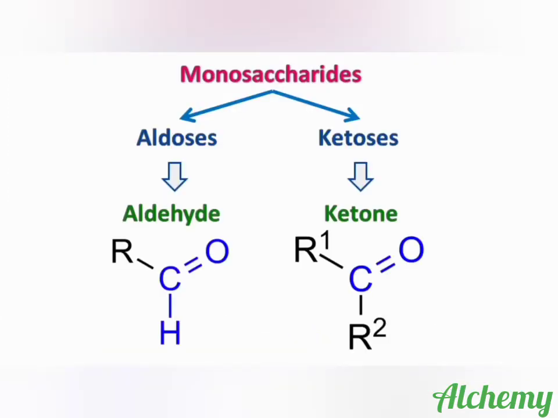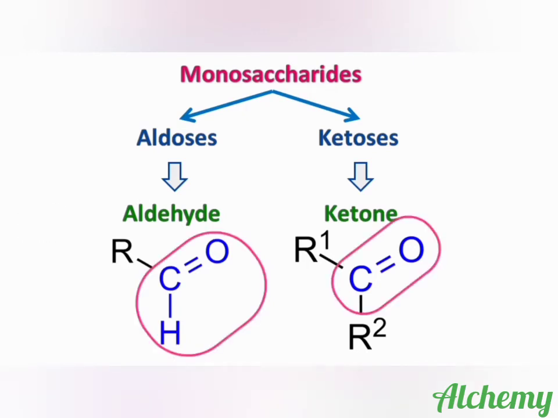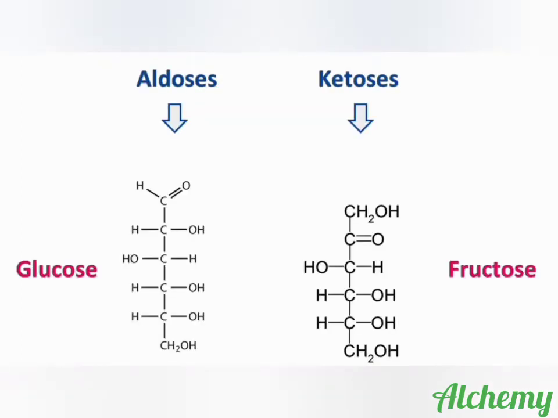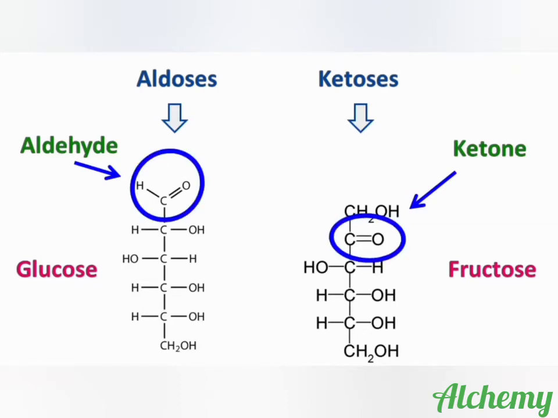Monosaccharides are classified into aldoses and ketoses. In aldoses, aldehyde is the functional group. Glucose is the main example of aldoses. Whereas in ketoses, ketone is the functional group. Fructose is the example of ketoses. Here we can see that glucose belongs to aldoses, whereas fructose belongs to ketoses.